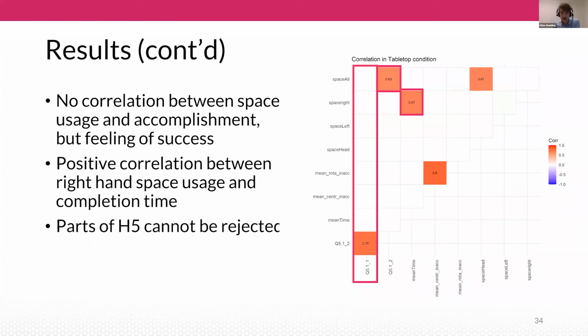If we look at the tabletop condition, the results are completely different, also because the setting is totally different in terms of space usage. Subjects that move around a lot do not feel accomplished anymore, but they feel more successful, and they take more time. There's a positive correlation between the time taken per task and the right-hand space usage.